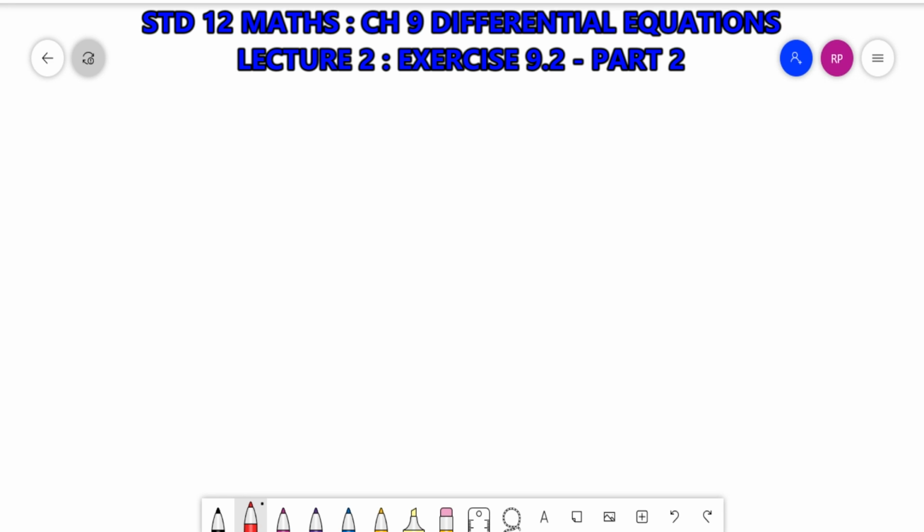Today we are going to continue with exercise 9.2 of chapter number 9, that is differential equations. Till now we have completed till question number 4. Let's start with question 5.